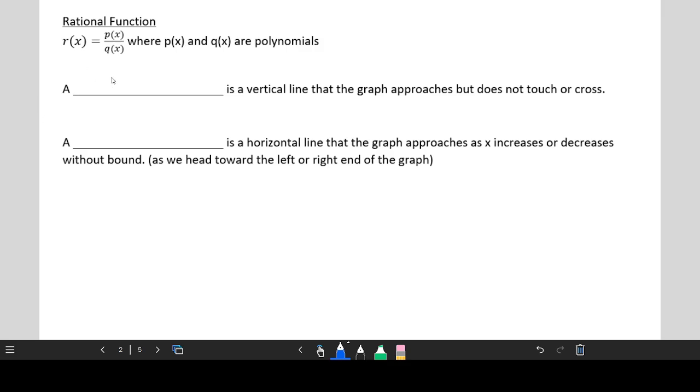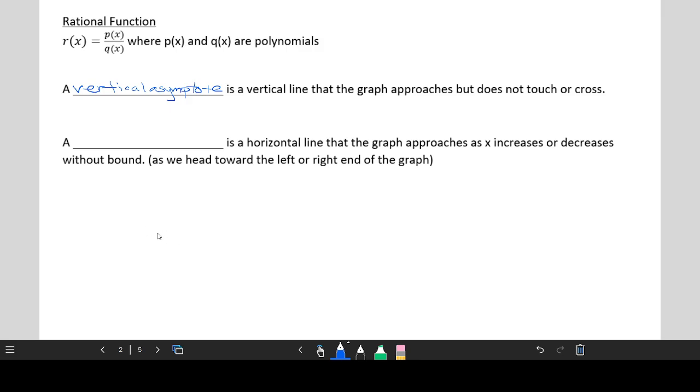And these functions commonly have what we call asymptotes. And there are different types of asymptotes. So one type that we're going to look at is a vertical asymptote. And a vertical asymptote is just a vertical line that the graph approaches but does not touch or cross.